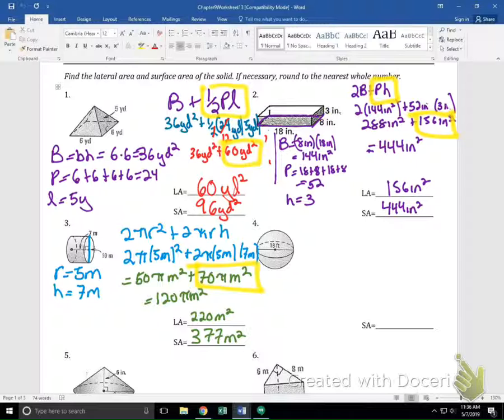That second half alone, is that the lateral area? Yeah. The first half of the whole formula is top and bottom area. So base and the ceiling.